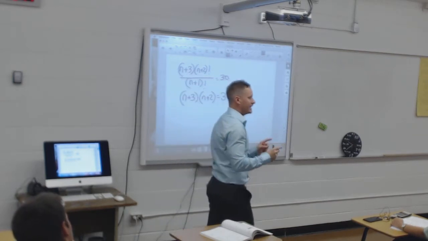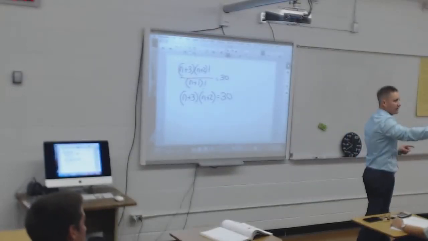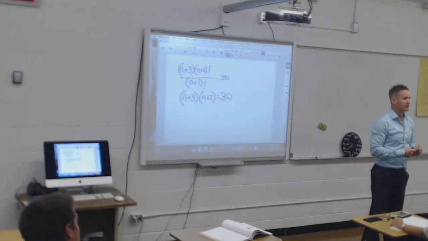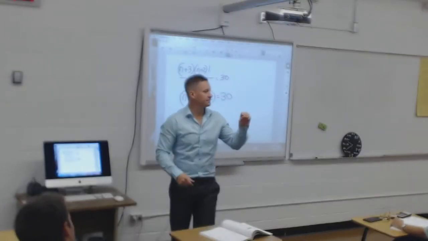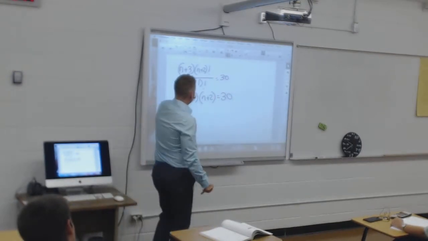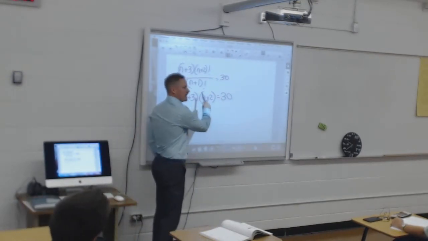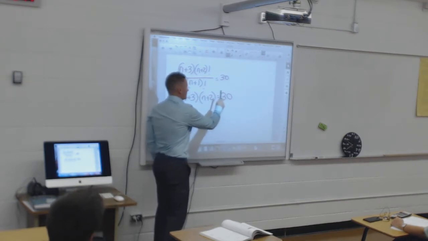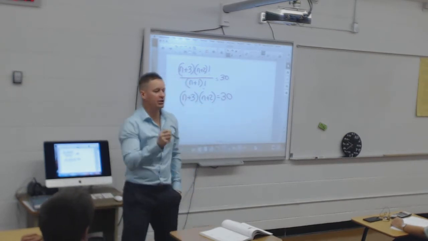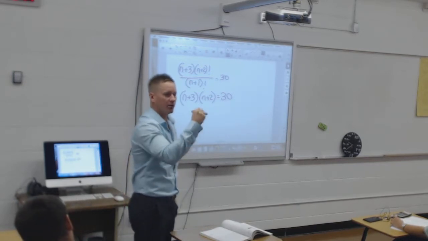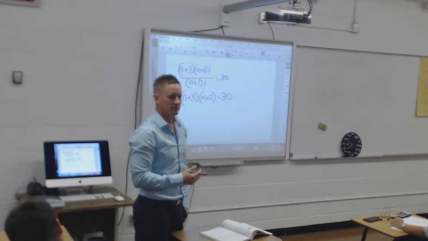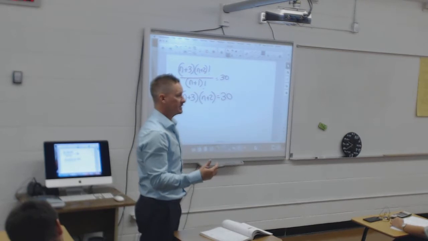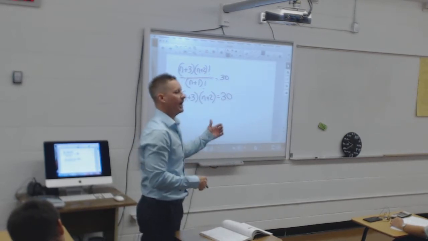Can somebody tell me what n is right now? No, what is it? 3. n is 3. How do you know it's 3? Because 6 times 5 is 30. He's absolutely right. Now, what does this mean right here? What are 2 consecutive numbers that I multiply together to get 30? Well, what are they? 6 times 5. Right? So if that is 6 times 5, then what does that mean n has to be? n has to be 3.